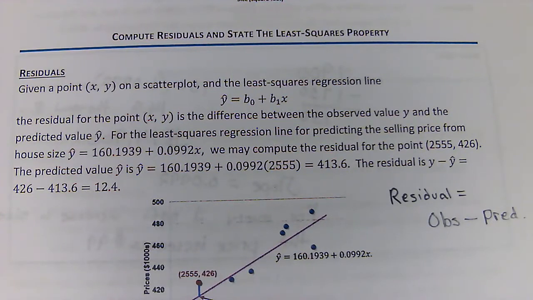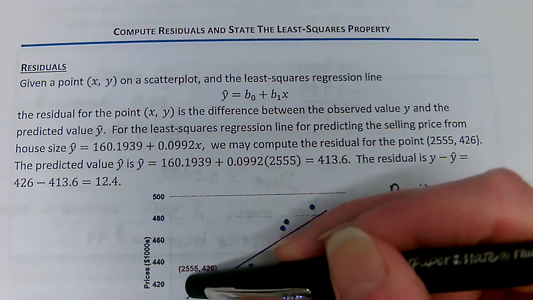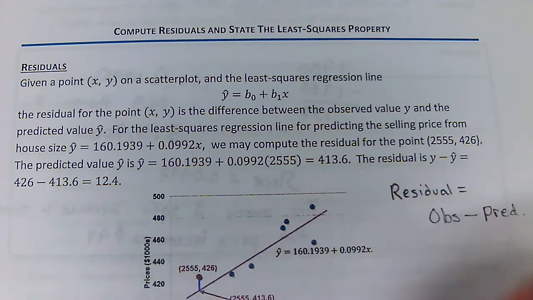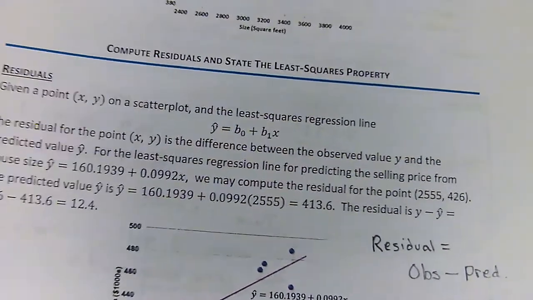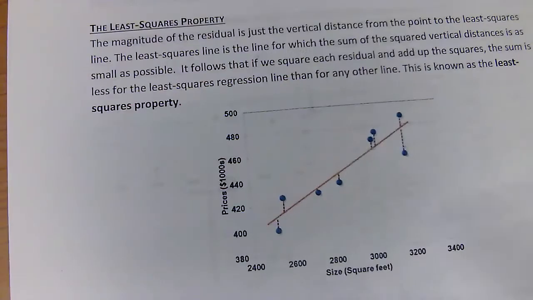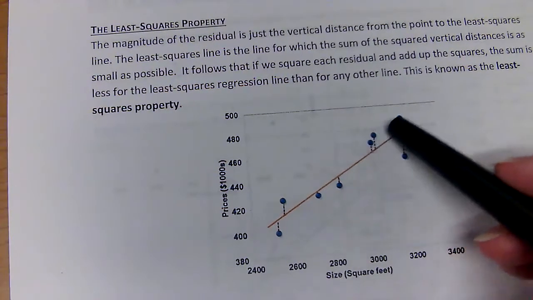So those are pretty easy to find. It's just the vertical distance between the actual point and where it would be on that line. And remember, that's why it got its name. It's the least squares of all those differences. And so that's why we call it the least squares of all those residuals.